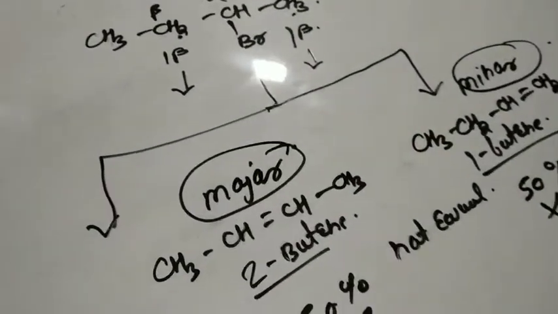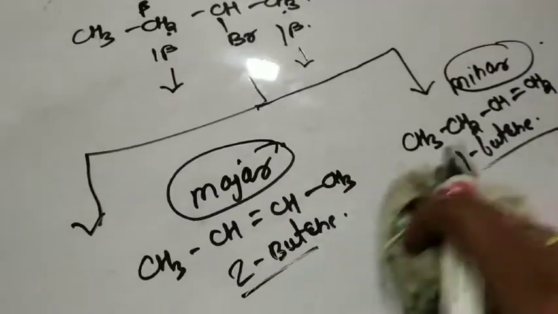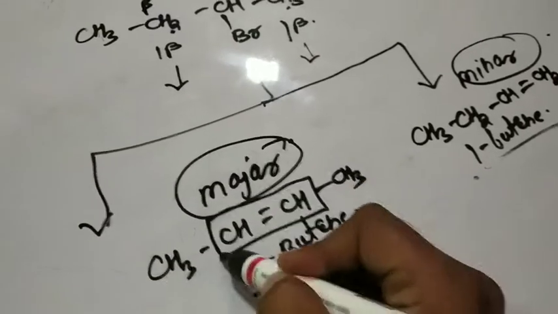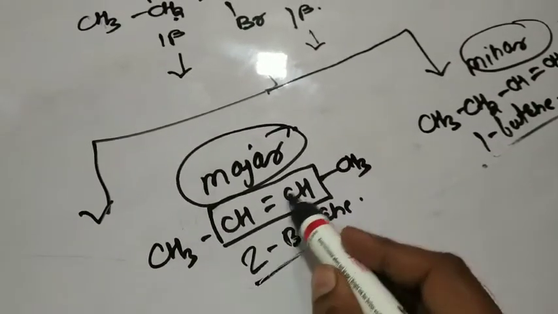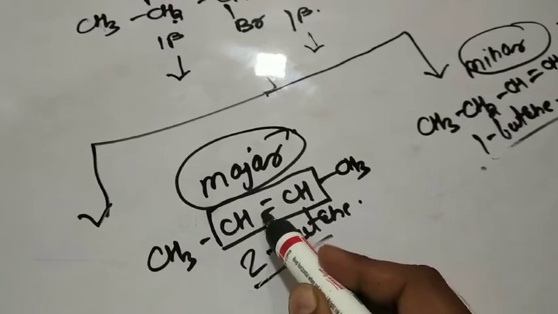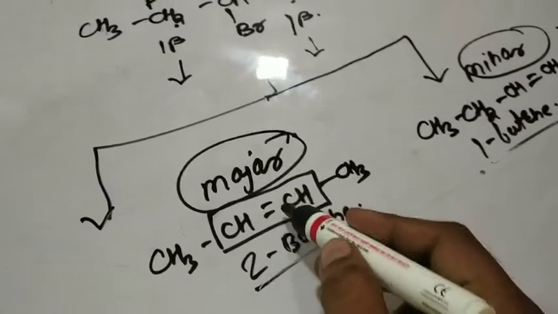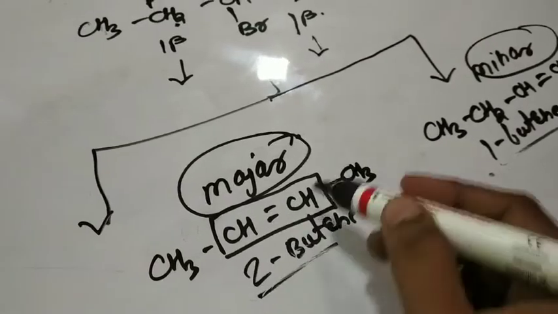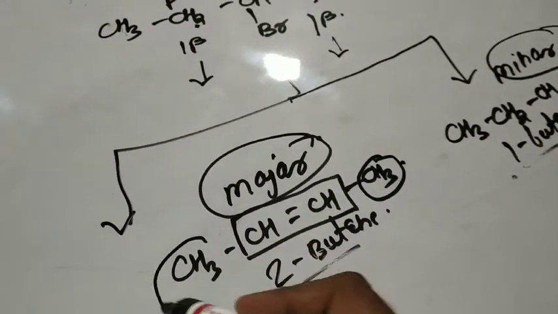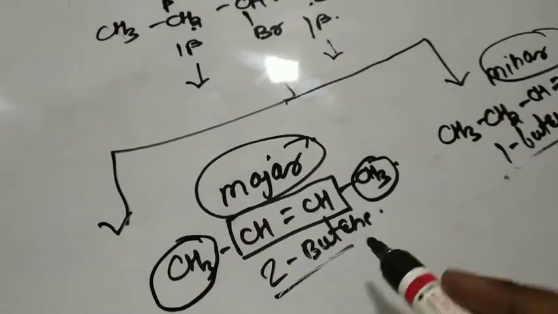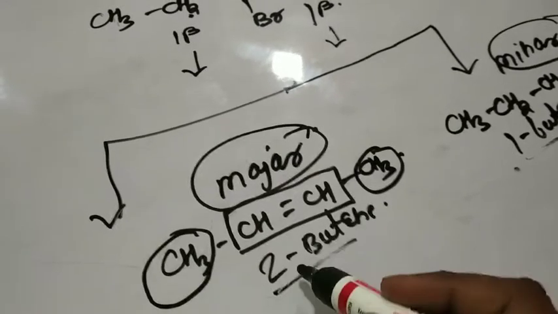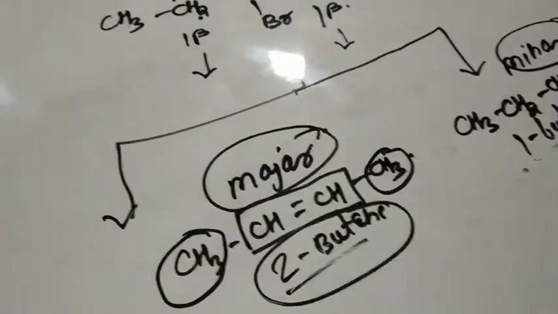Now why do we call 2-butene the major product? What is the reason? This is the doubly bonded carbon atom, CH double bond CH. Between two carbon atoms the double bond is there. Between these two double bonded carbon atoms, on the right side there is one CH3 group and on the left side there is one CH3 group. So the total number of alkyl groups is 2, the maximum it contains. So 2-butene will be the major product.